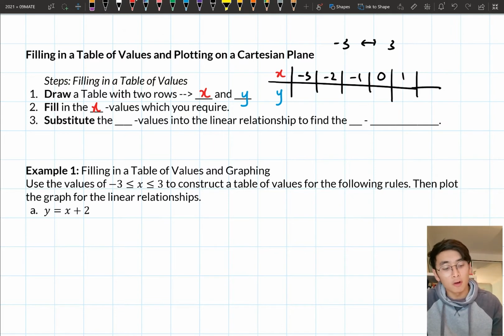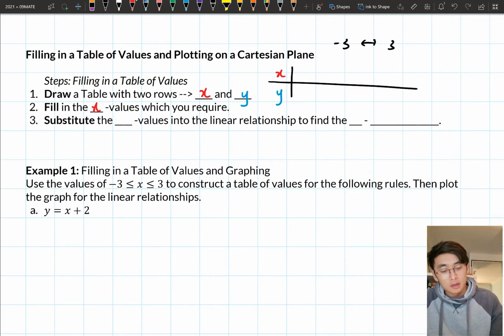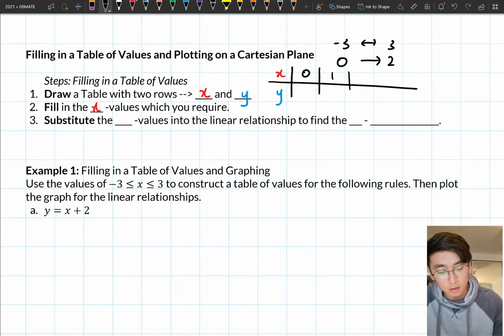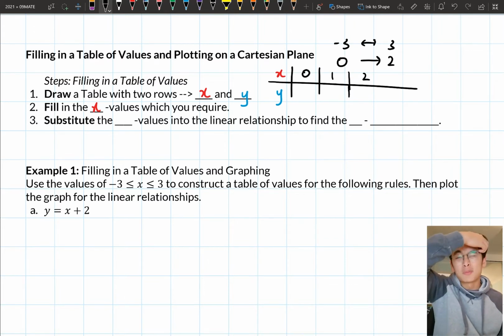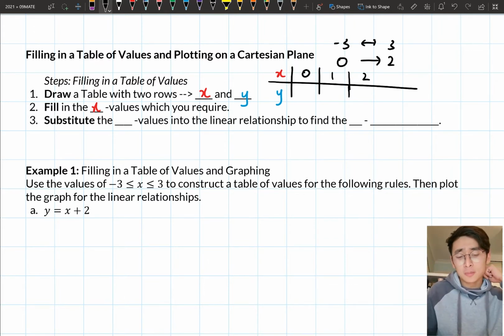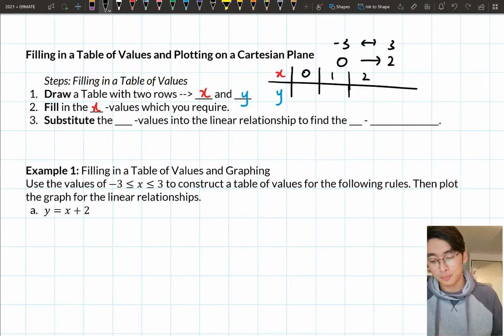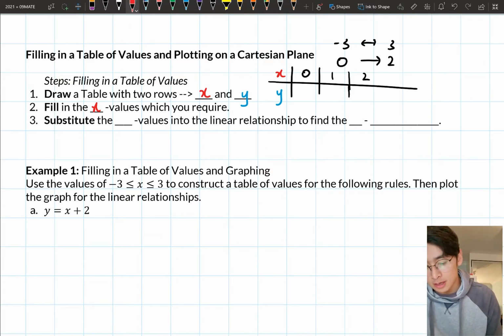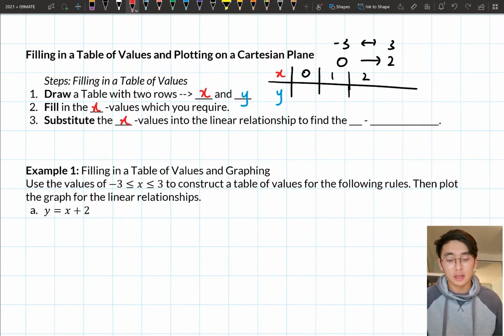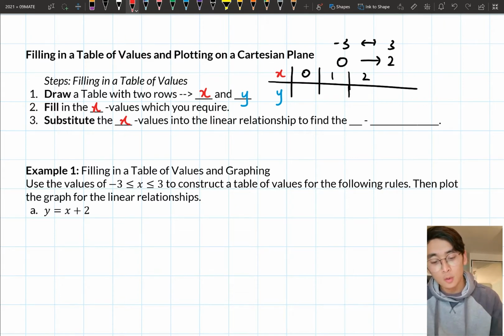That's all you need to do. If it was going from 0 to 2, then in my x row, I'm just going to go 0, 1, 2. I'm just going to fill in a few values. Sometimes it's actually nice to put in fraction values, but here, just to make it easy for us, we're going to put in whole number values. Okay. And the final step is then to substitute these x values into the linear relationships to find the y values.